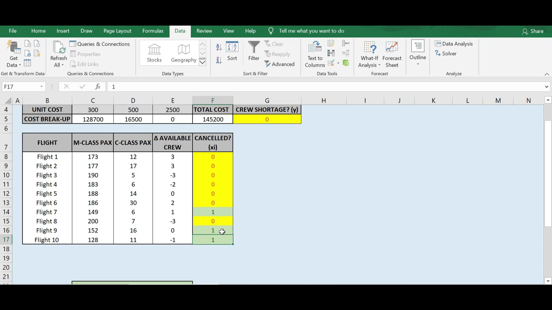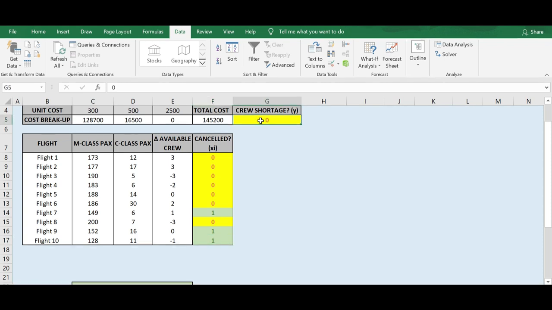Now let's see if we are going to have any crew shortage. So it's 1 into 1 plus 0 into 1 minus 1 into 1. So that's 1 plus 0 minus 1, that's 0. So there's no crew shortage. So that's how we solve the problem.